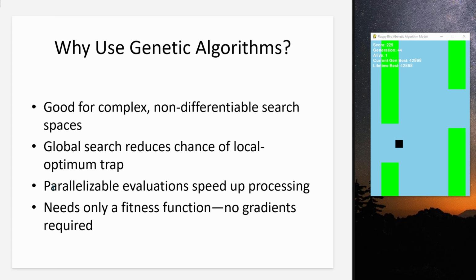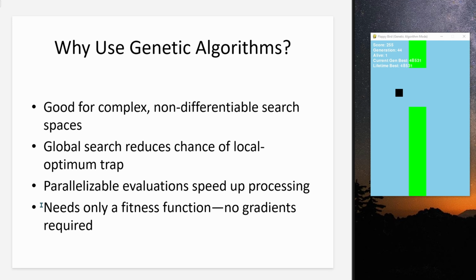Next, parallelizable evaluations speed up processing. In this case, we had 100 instances of a bird all running at the same time. We're in the 44th generation, and it seems at this point the bird's figured out how to play the game. It's doing a pretty good job. It's already hit 239, 240. So we quickly learned how to play the game by having 100 birds play at the same time, have offspring, combining the best traits of parents into the offspring, and repeating until we had a perfect solution here.